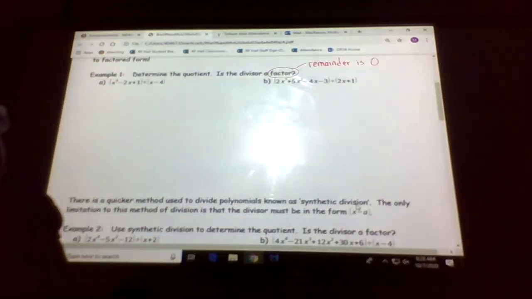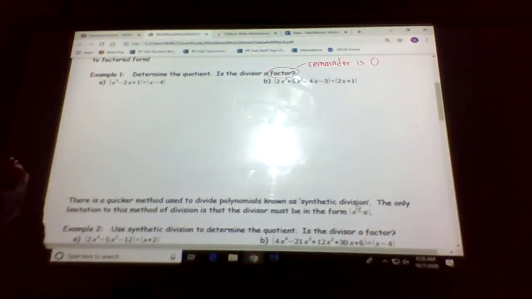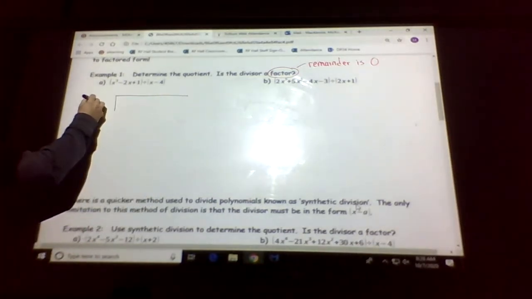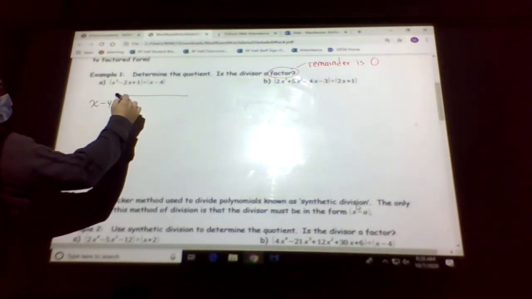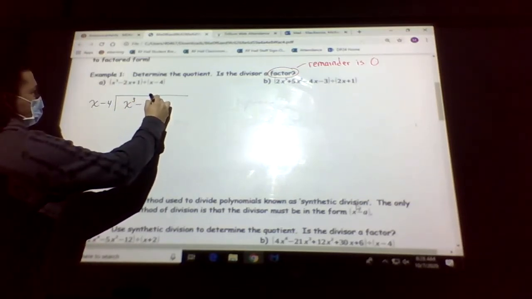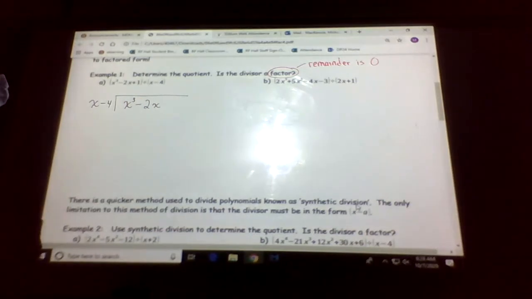Okay, so we're going to do the first one. I'm going to rewrite it. So I have x minus 4. Sorry, it's x cubed minus 2x.